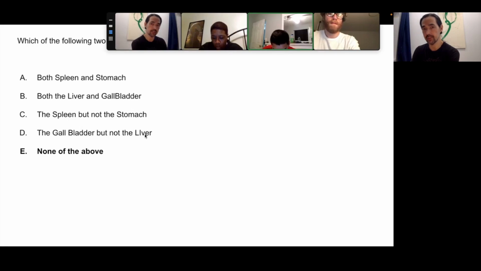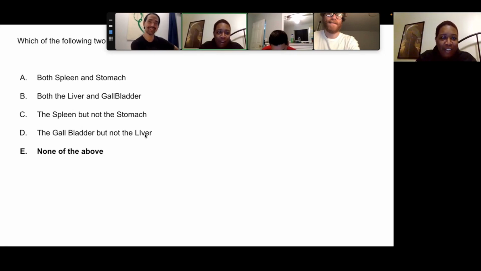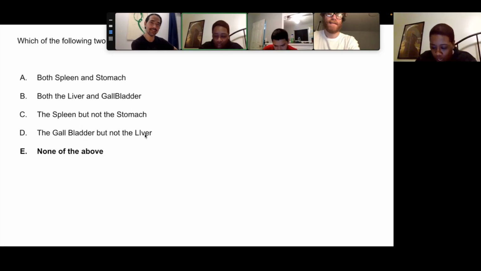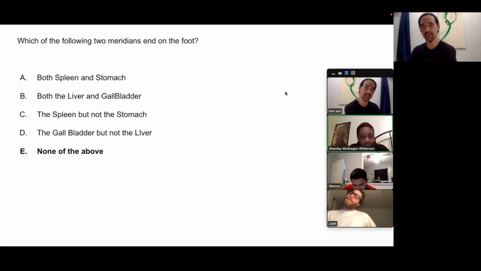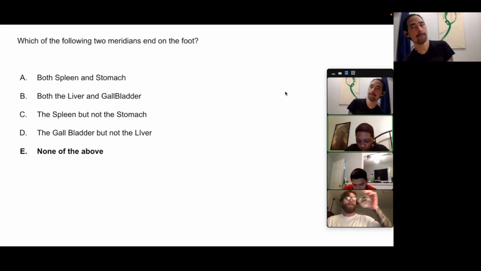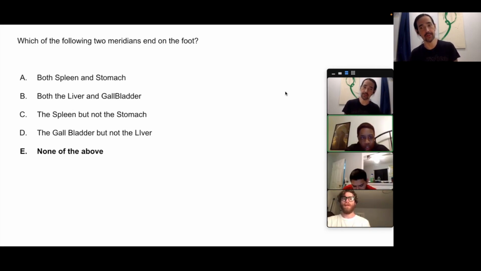Spleen is yin, liver is yin. I'm on my phone looking at the actual graph that you said. And it says in the foot, right? Ending in the foot. All the yin meridians start in the foot. All the yang meridians end in the foot. So it says the spleen, but not the stomach. It can't be that one. You see that? Because the spleen is yin.